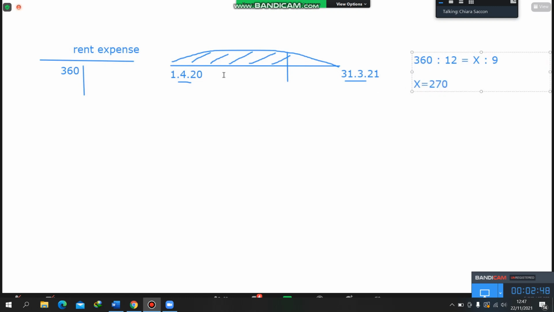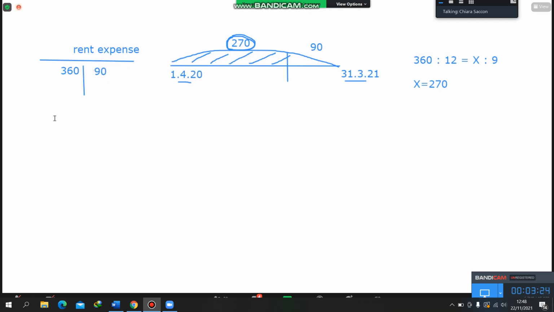So this is the part pertinent to this period here. 270 here. And the remaining 90 will be of the next period. So we want to write into the income statement this part as an expense of the period, related to the rent of that store. To get this, we have to rectify the rent expense, writing here the amount of 90. So this is the adjustment.